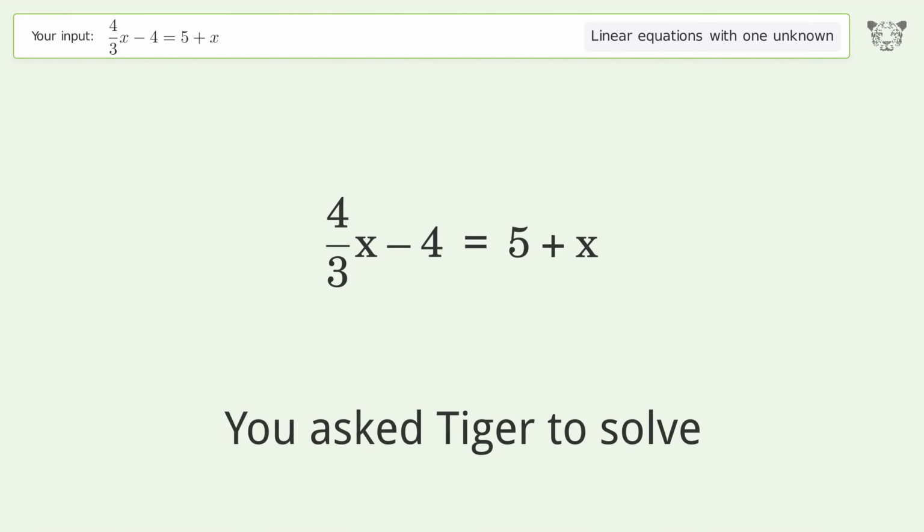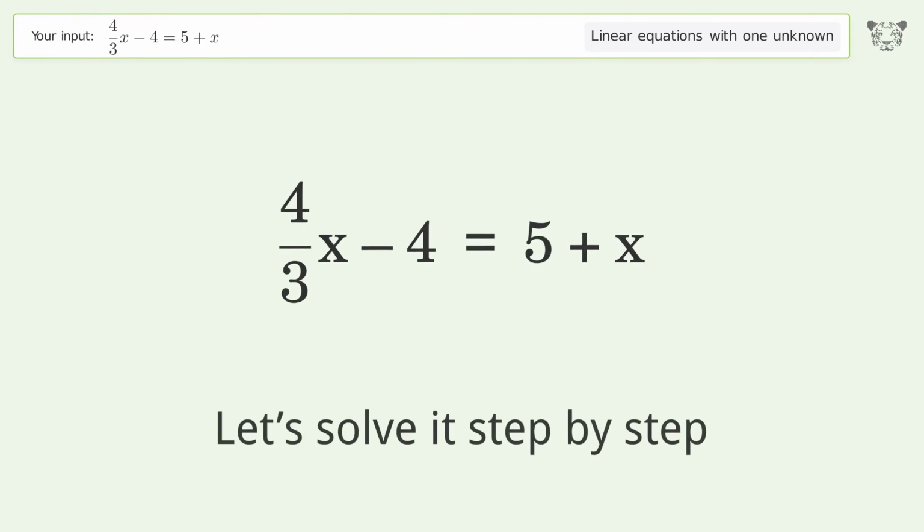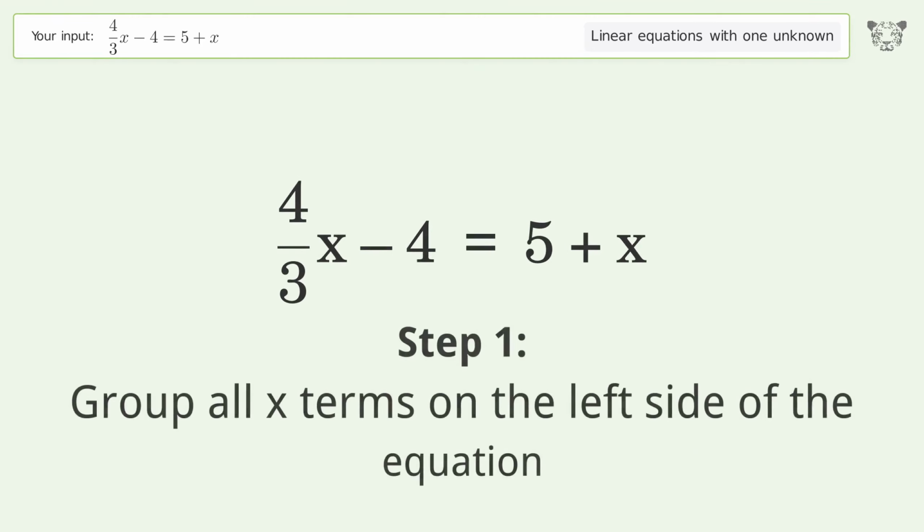You ask Tiger to solve. This deals with linear equations with one unknown. The final result is x equals 27. Let's solve it step by step. Group all x terms on the left side of the equation.